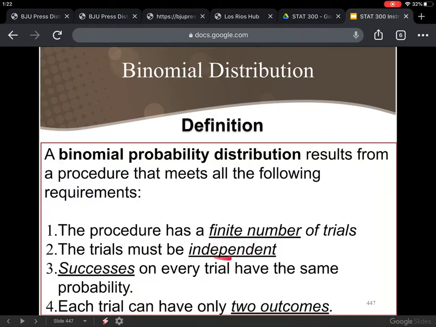They must be independent. One cannot influence the probability of the next trial. No conditional probability here. Successes on every trial have to have the same probability, right? You can't have the probability of success on the first trial be a certain amount, and on the second trial the probability of success is different. The successes and the failures, therefore, on each consecutive trial have to be the same. Each trial can have only 2 outcomes, and that goes along with the prefix bi, 2 outcomes. You win or lose, green or not green, red or not red. Those are different ways of stating 2 things.